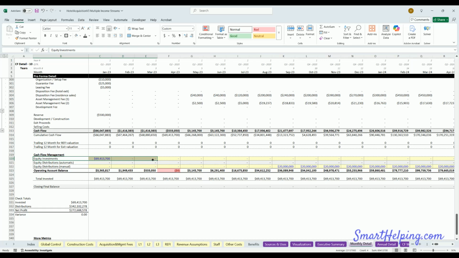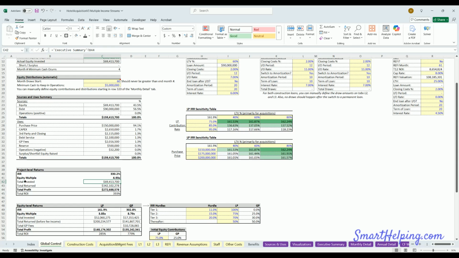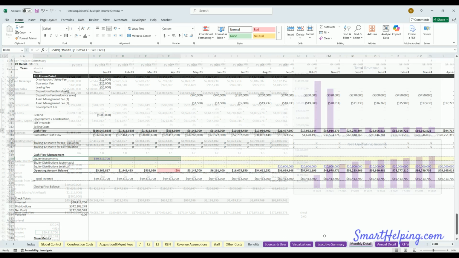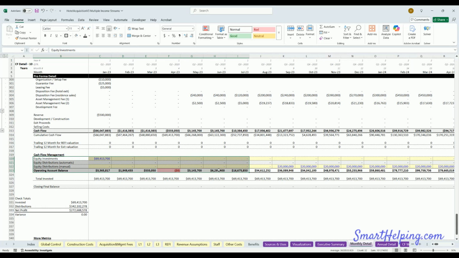This equity investment does drive this amount here, total invested, so it's not automatic. And one of the reasons why I did that is because I didn't want a circular reference with asset management fees for the GP. If we would have made that percentage based on the equity raised and then made the equity raised based on the min cash position with a formula, you get a circular reference error. So the easiest way is to have the cash invested be a manual input. And then if you're going to do that, you might as well do this whole cash management thing.